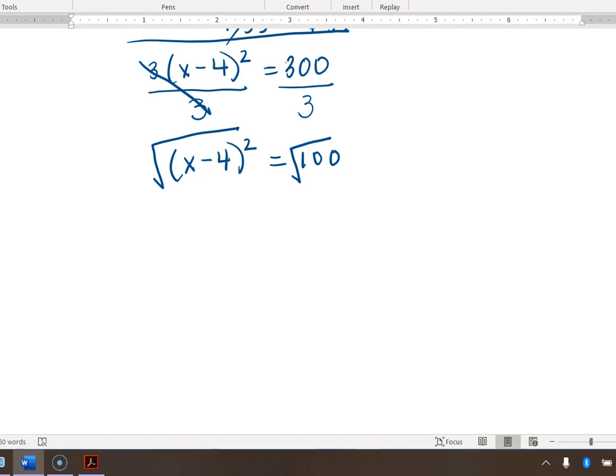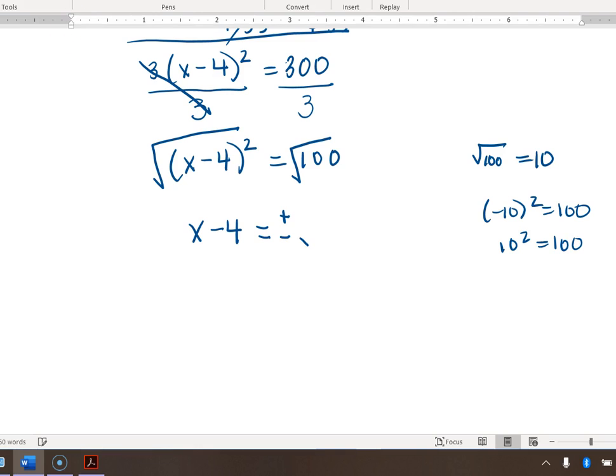Doing so on the left-hand side, the radical and the square disappear. So now I'm just left with x minus 4 equals. And now 100 is actually a perfect square. The square root of 100 is equal to 10. But keeping in mind, if I take negative 10 squared, I get 100. If I take a positive 10 and square it, I get 100. So that's why we want to take into account that this could be a plus or a minus 10.